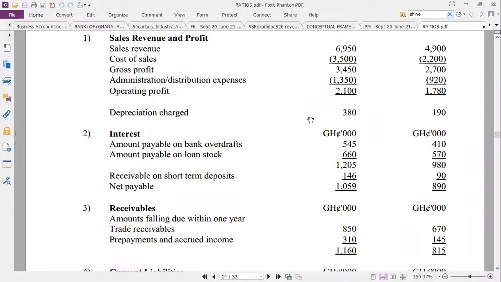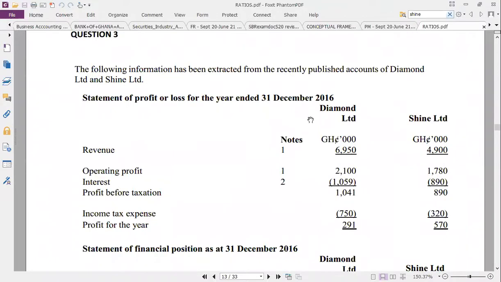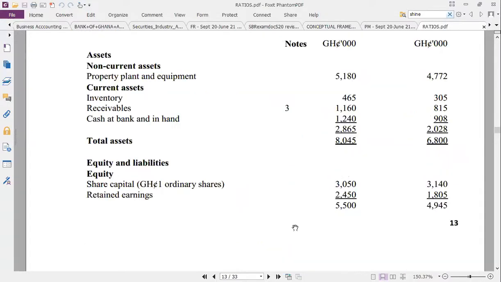So let's go and scan the financial statement given to us. Revenue is there. It's note 1, composition of the revenue. Operating profit, still note 1. Interest is here. Profit before tax is here. Income tax expense, 750, is here. Profit for the year, everything is here. So basically, that is it. Now we're going to look at the breakdown for note 1 and 2.